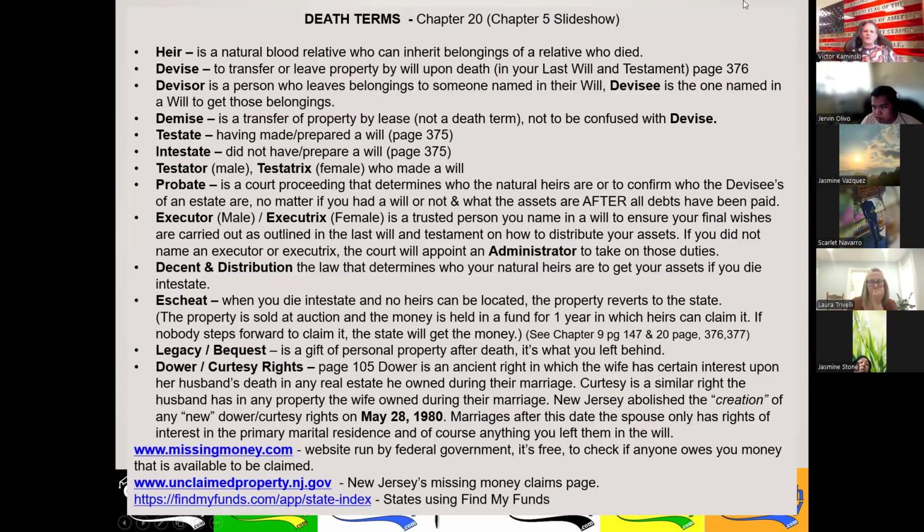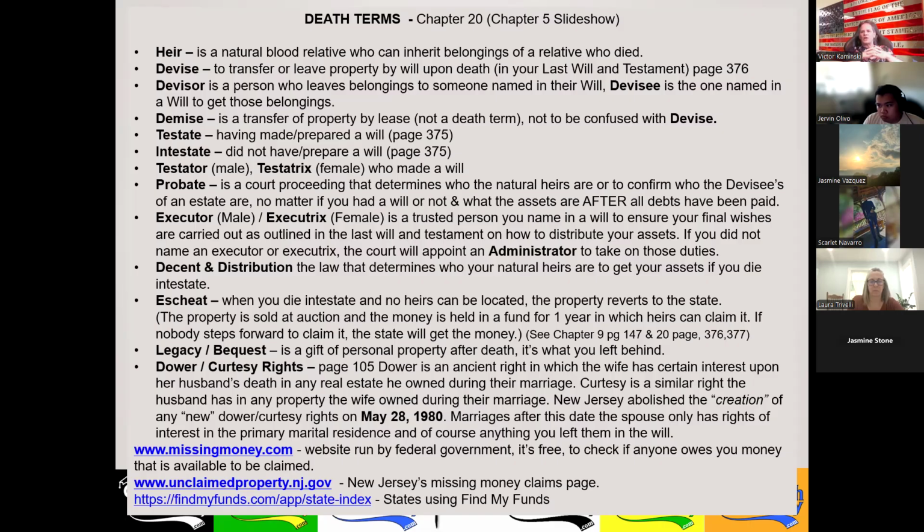Devise means to transfer or leave property by will, in your last will and testament, upon your death. So the devisor is the person who leaves those belongings to you in their will when they die. And the devisee is the one who's named in a will to receive those belongings. Okay. You can name people in a will to get your stuff that don't need to be your blood relatives, by the way. It's just that blood relatives are the only ones who can claim ownership if they didn't have a will. With the exception of one thing.